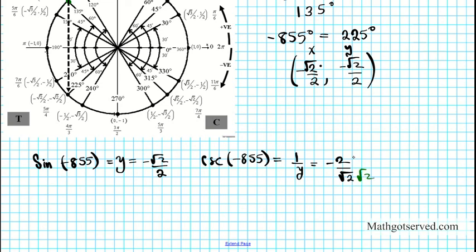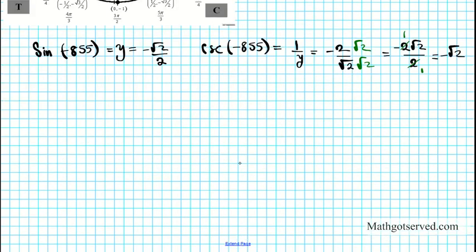So multiply by root 2, and this is going to yield negative 2 root 2 over root 2 times root 2, which is root 4, which is 2. We can now divide out the 2's. 2 goes here 1, 2 goes here 1, and your final answer is negative root 2.